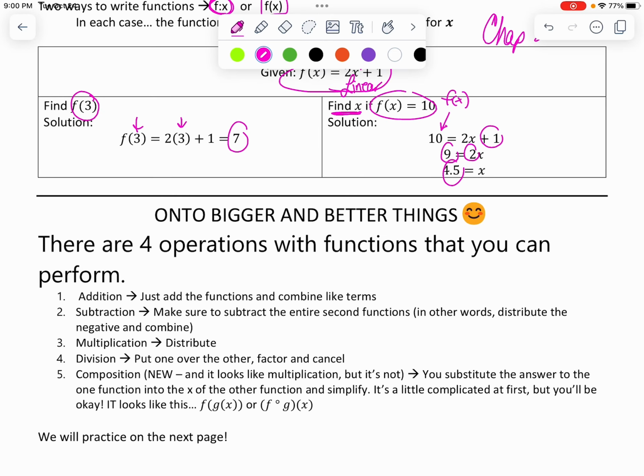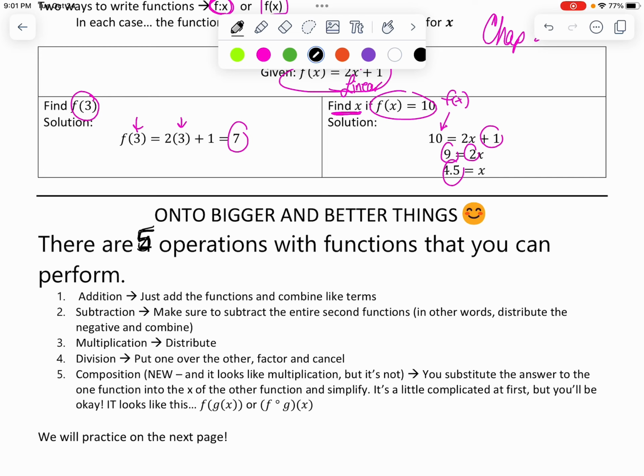Okay, good. On to bigger and better things. There are 4 operations you can do. Addition, subtraction, multiplication, division, and you can do composition.